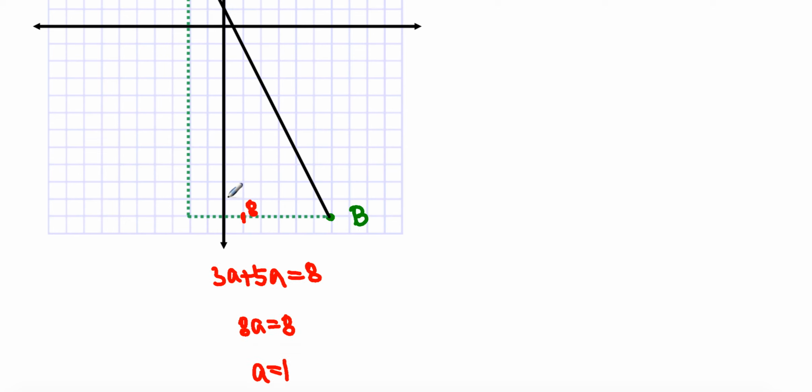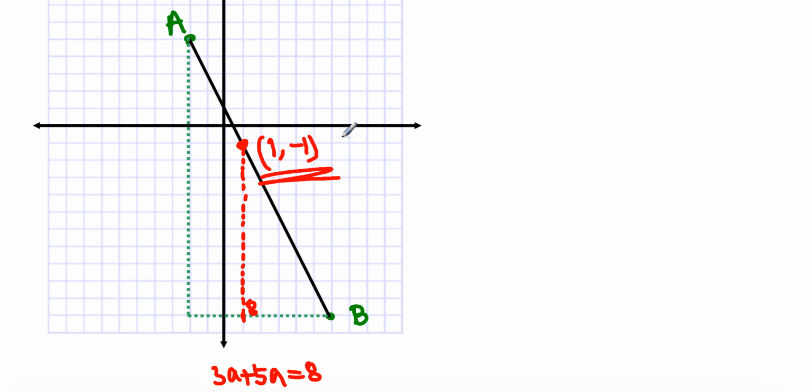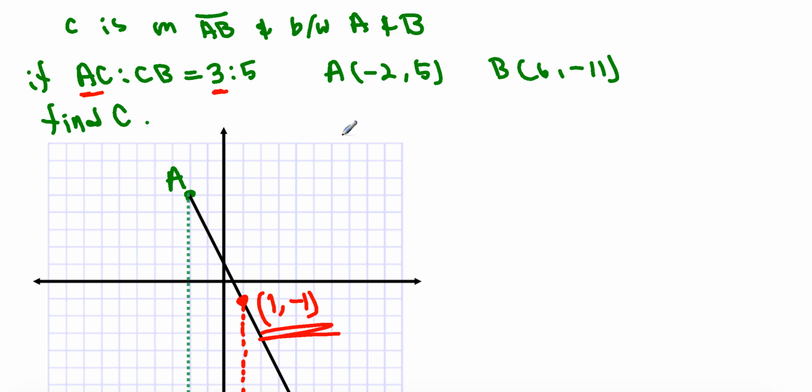Once I have this, I can go towards the line segment that's passing by. If I keep on going, you can see that I will meet up right over here. You will realize that that point is 1, -1, and that must be the coordinate of C. So we have done it graphically, but how else would you be able to do this?